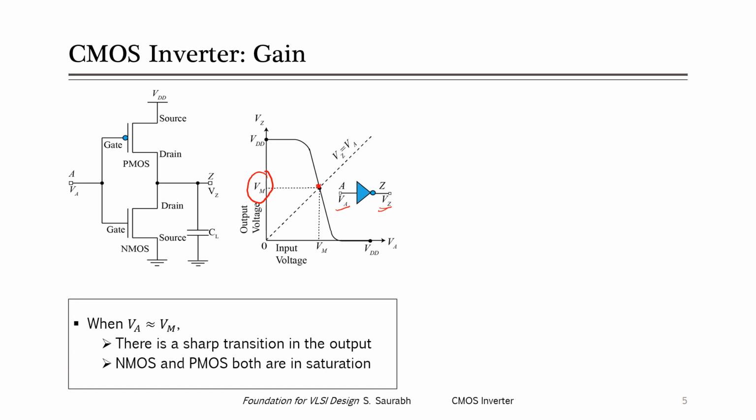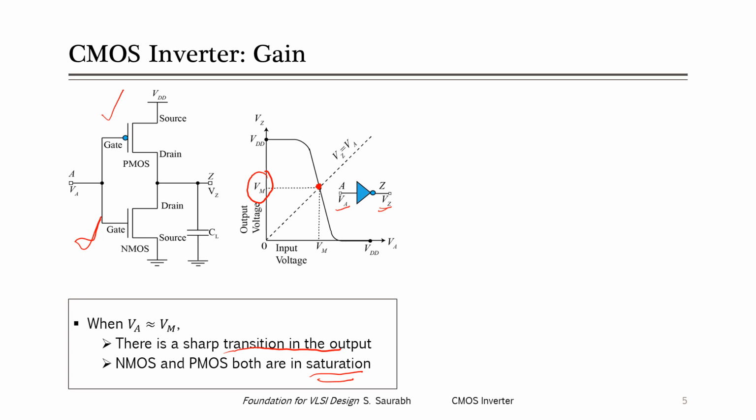Now let us understand the reason for it. We had said that at the point Vm there is a sharp transition in the output, and if we look at which operating region the NMOS and PMOS are in at this point Vm, we'll find that both the transistors are in saturation when it reaches the Vm point, right? So at the Vm point, both PMOS and NMOS are in saturation.